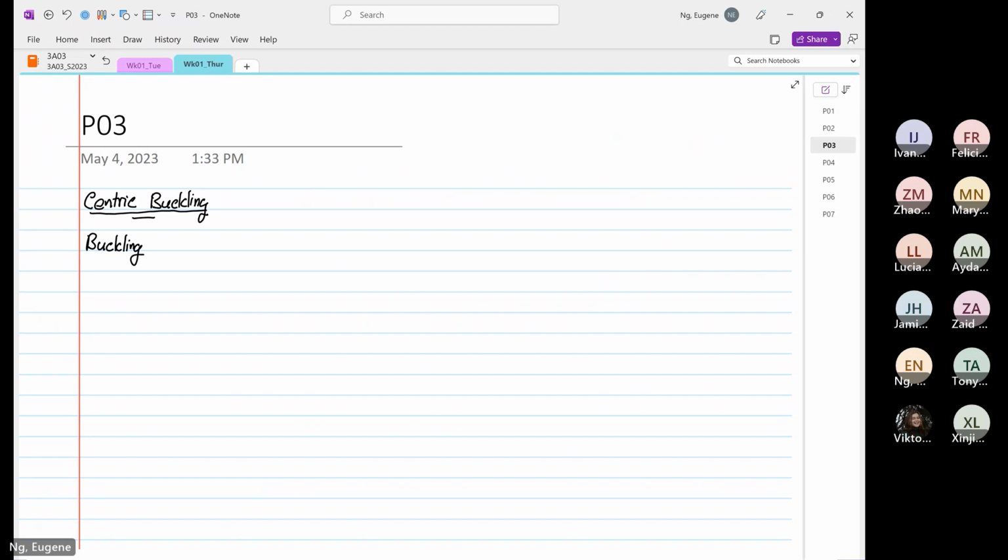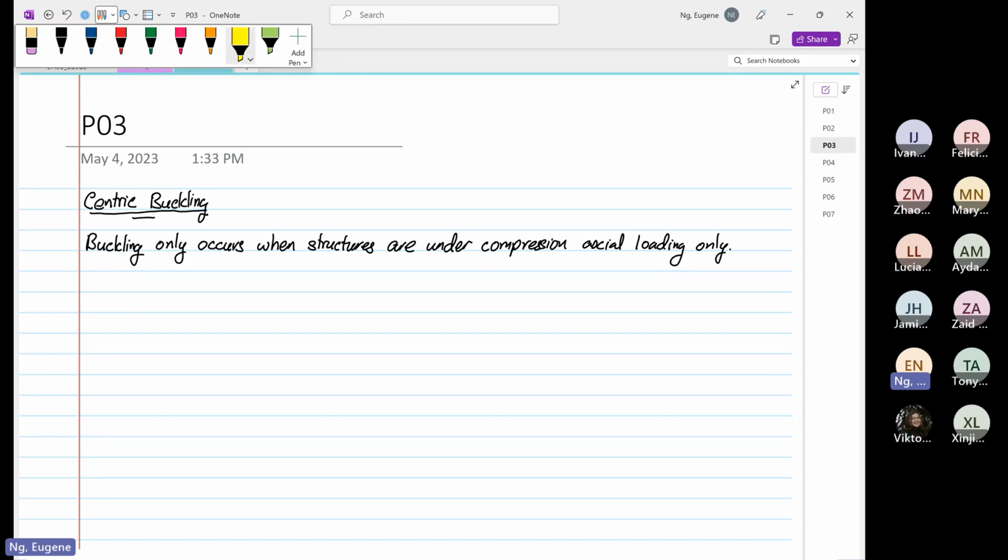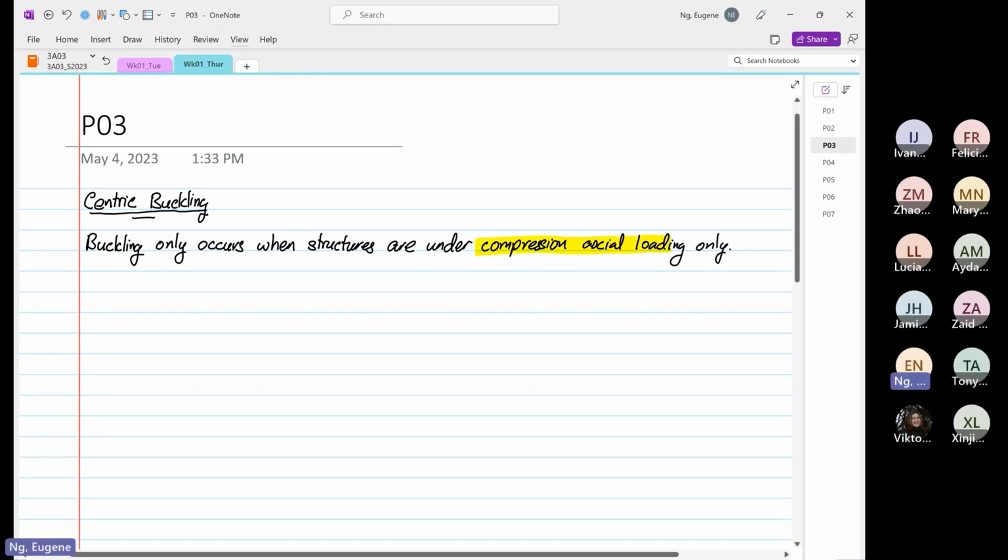Buckling only occurs when structures are under compression, axial loading only. You have to consider buckling when we only have compression, axial loading only. If it's under tension, you no need to consider buckling.